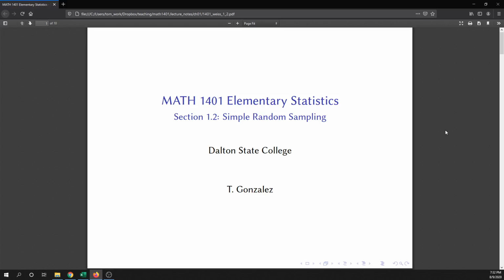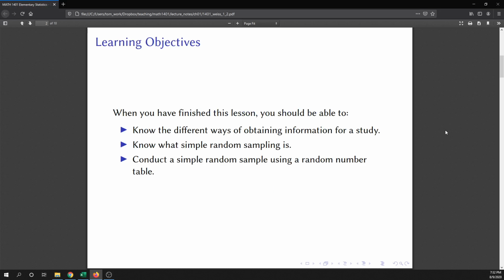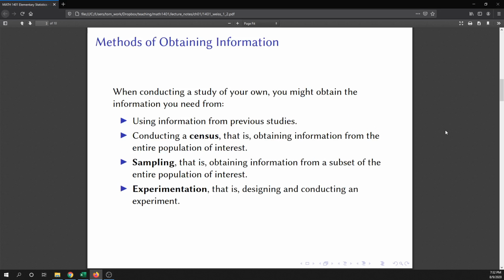All right, in this video, we are going to talk about simple random sampling. So, if you have to conduct a study of your own, you'll be collecting information from some population or some other source. The information that you need might come from using information from a previous study. Maybe somebody else published a study on a population that you are concerned with, and you can use the data that they provide to study some other aspect of the population.